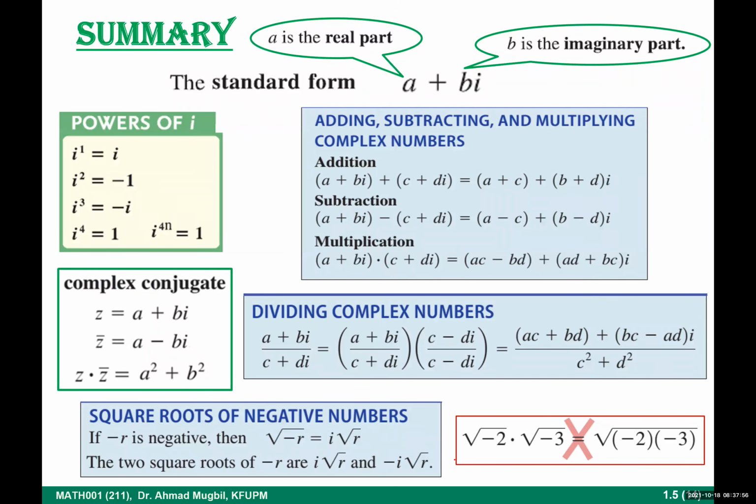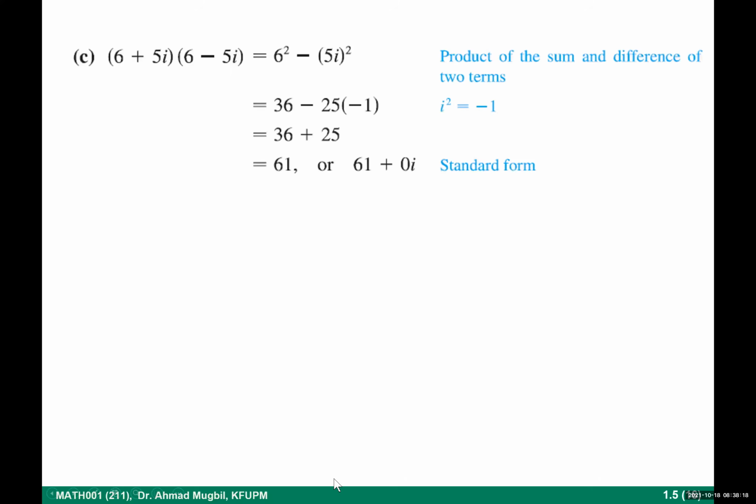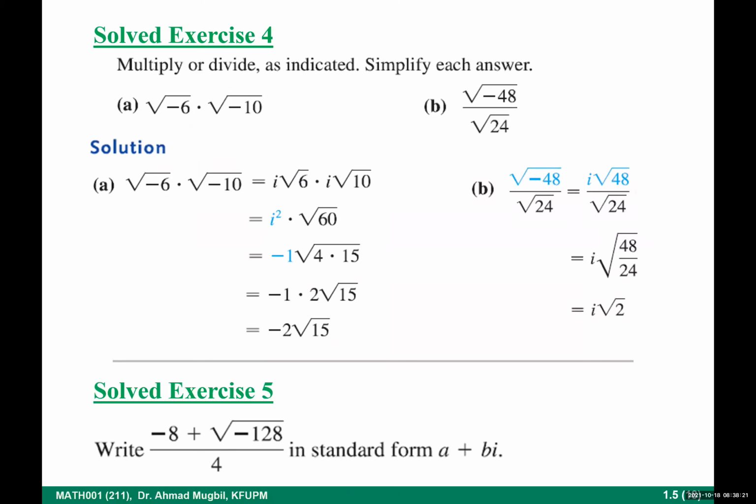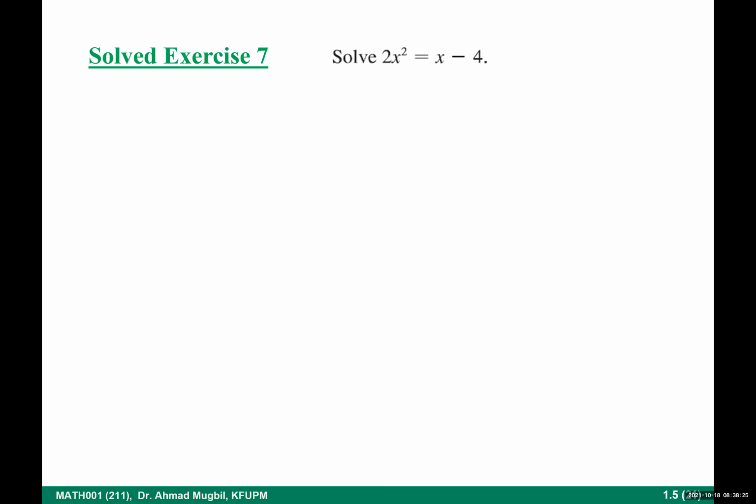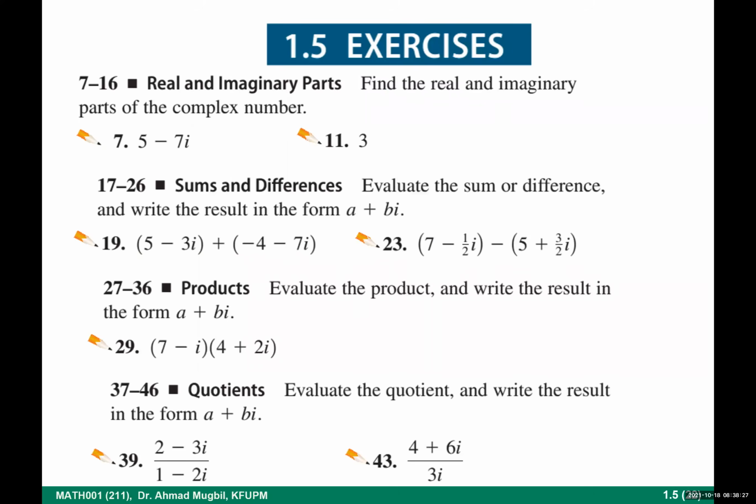This is the summary of this section. All what you need to remember, mainly, Shabab, you need to remember the standard form, how it always looks like, the powers of i, the conjugate, the complex conjugate, how to add, subtract, multiply, divide complex numbers, and how to deal with the square root of negative numbers. Be careful when you deal with them. There are many solved exercises for you to practice. Please practice by solving and then check your solution. Don't read solutions only.